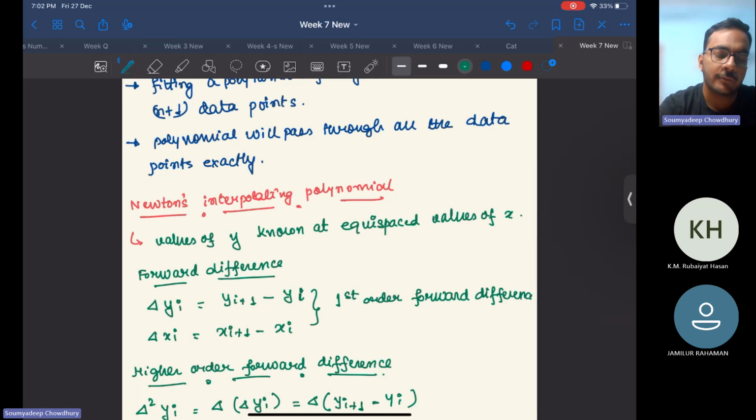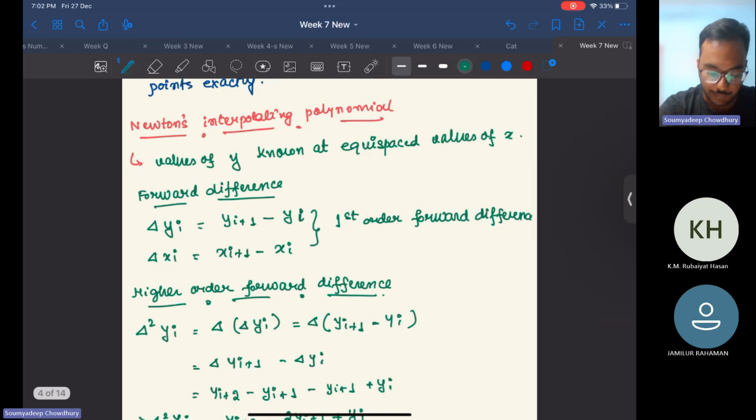So there, if we are asked to find the value of the interpolating polynomial, what we do is we take the help of what is called forward difference. Forward difference is represented by delta, right? Any kind of difference is not represented by delta.